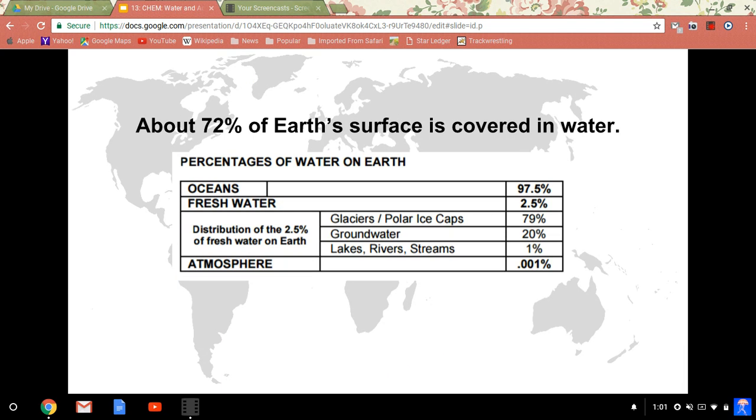So about 72% of Earth's surface is covered in water. We know that water exists in oceans as salt water. Fresh water only makes up about 2.5% of all of the water on Earth. And then if we break the fresh water down that we use, 79% of it is frozen. 20% of that 2.5% is groundwater. And then only 1% of that 2.5% of fresh water is in lakes, rivers, and streams around the world. And then there's 0.001% of water in the atmosphere.